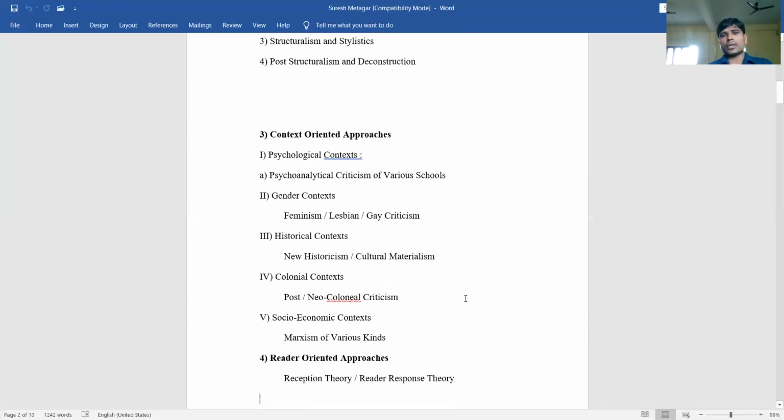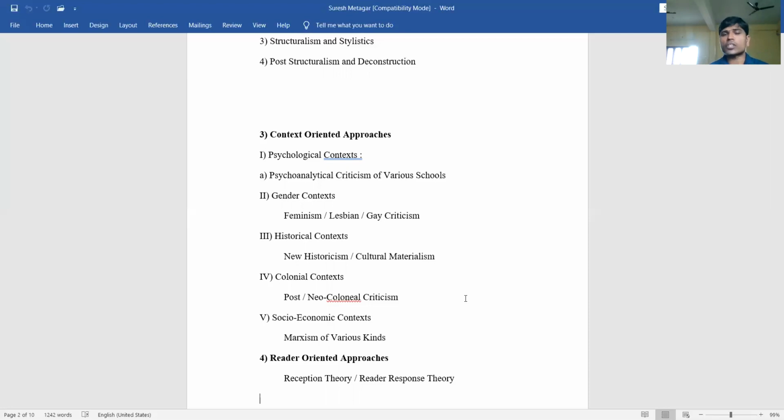Context-oriented approach means, as we have seen in those two approaches, a way of analyzing a literary text. A literary text is analyzed on the basis of different contexts. In context-oriented approaches, when we judge, evaluate, or examine a literary text, we examine it on the basis of different contexts.